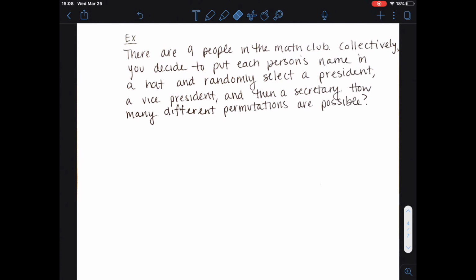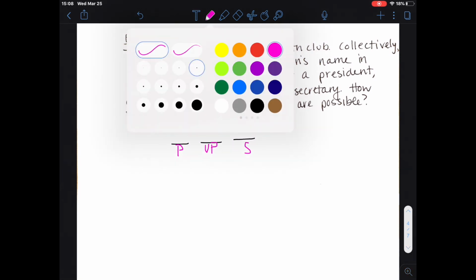So the reason it is a permutation is because that order matters. If you're picked first, you become the president, versus being picked third, you're going to be the secretary. So we've got 3 different positions. The first position that we're going to pick out is for president. The person that gets picked after that is going to be the vice president. And then after that is going to be the secretary.